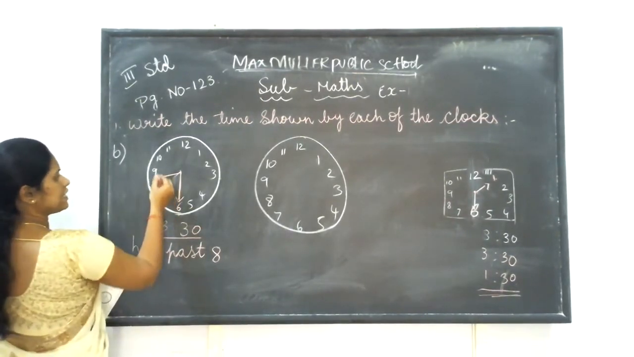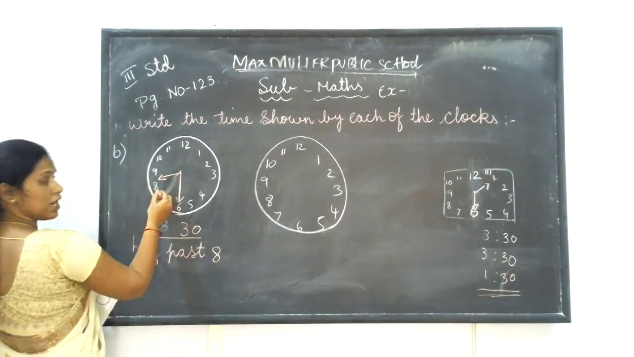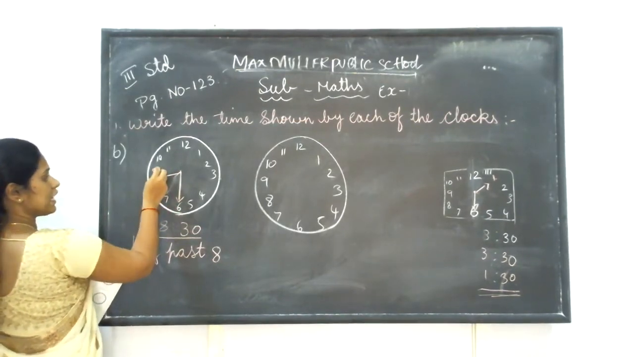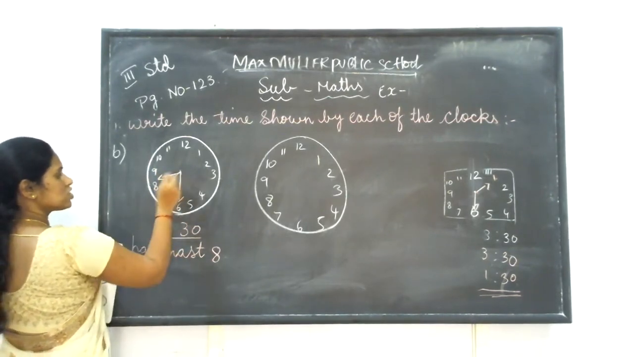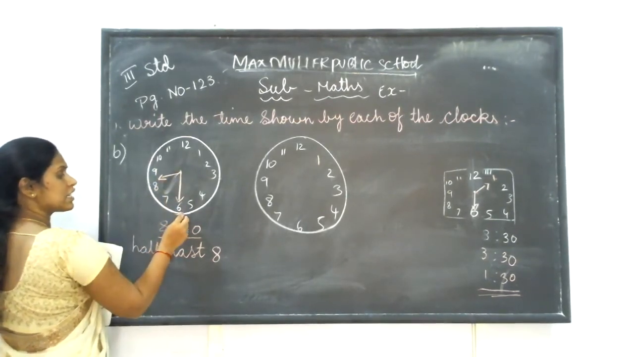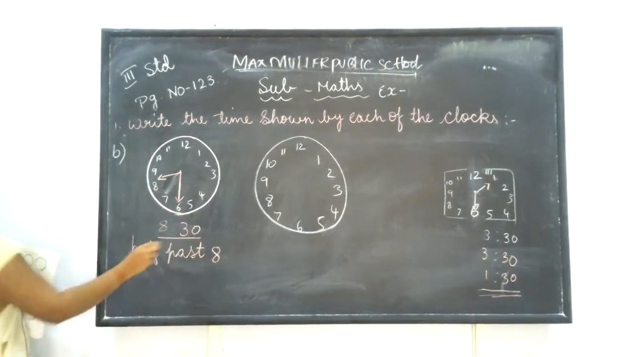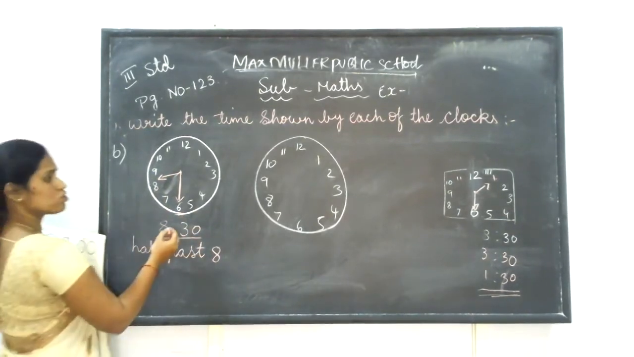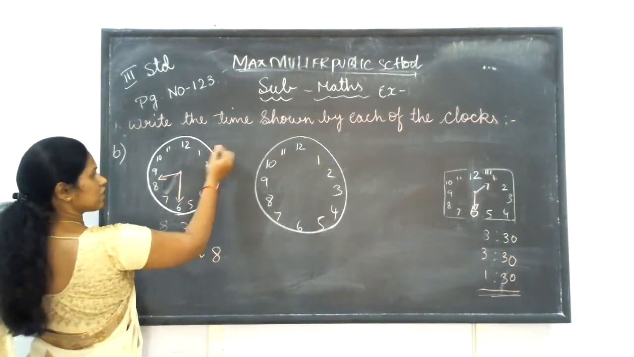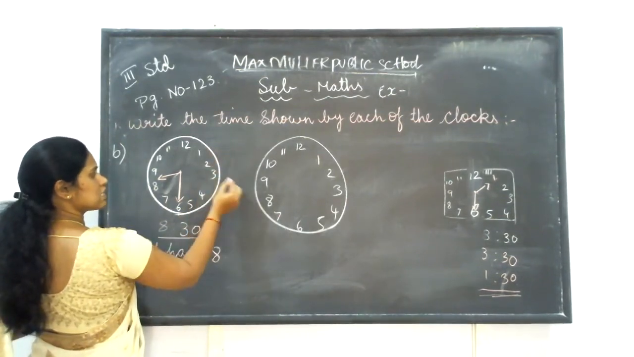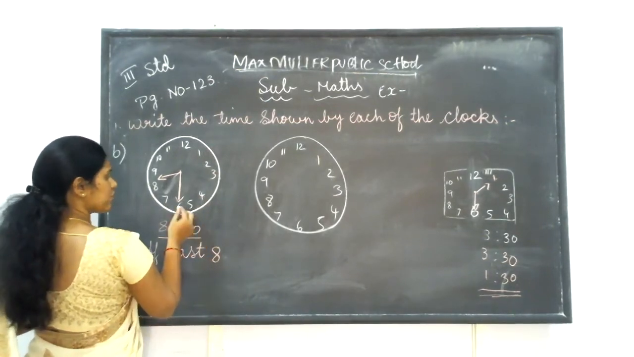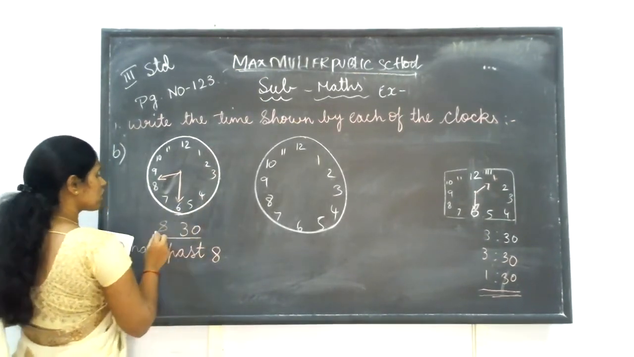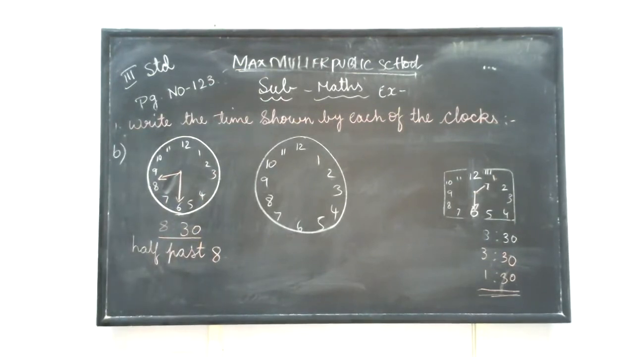In between 8 and 9 it is there. Understood, all of you? So 8 it is showing, and the long hand is indicating 30. What table is 30? You know the tables of 5 now. 5 ones are 5, 5 twos are 10, 5 threes are 15, 5 fours are 20, 5 fives are 25, 5 sixes are 30. So 8:30. Write down the second one.